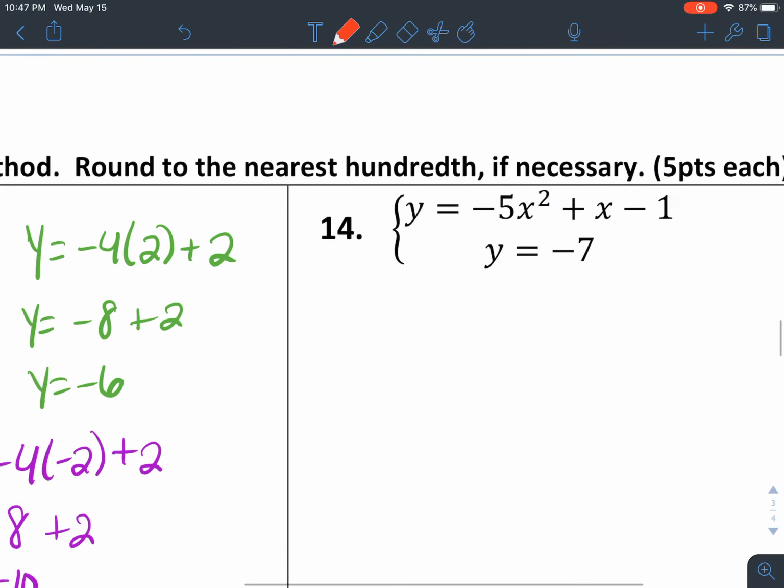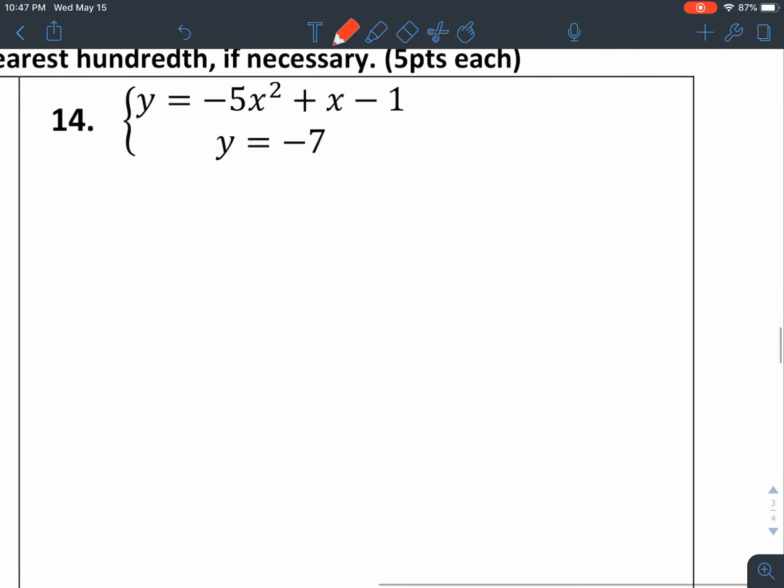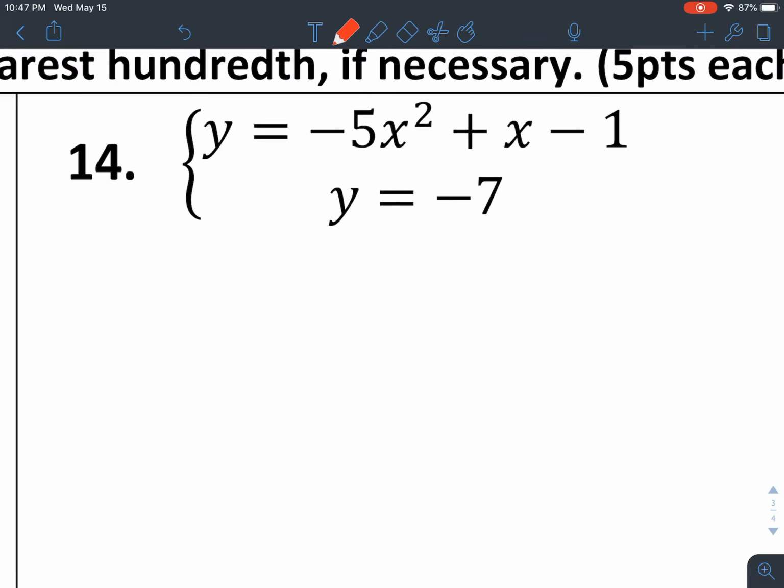Okay, moving along. For number 14, and number 15 is actually similar to this as well. I don't understand why anyone wouldn't do substitution for this right away. You have one of your variables already solved for you. You know that for your point or your 2 points, depending on how many solutions there are, that your y value for that point is going to be negative 7. Guaranteed. They tell you that that's the case.